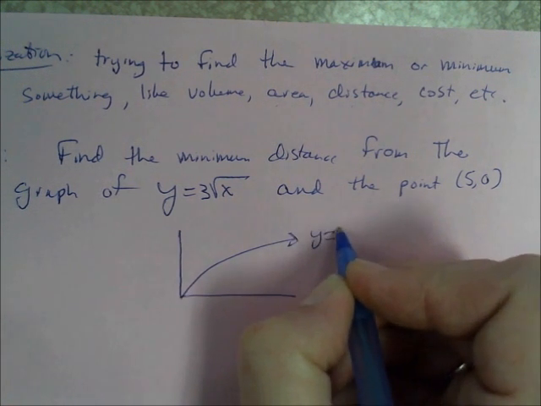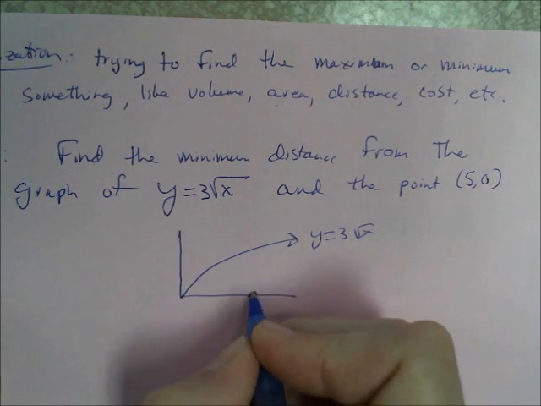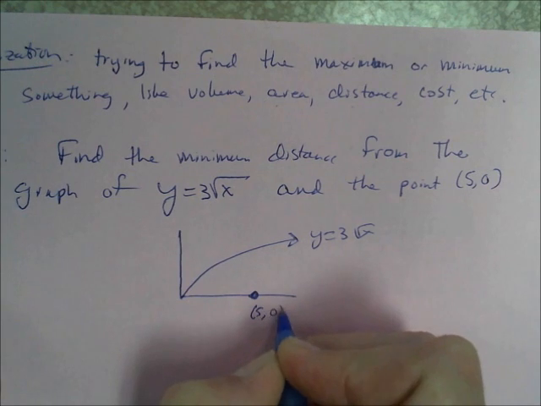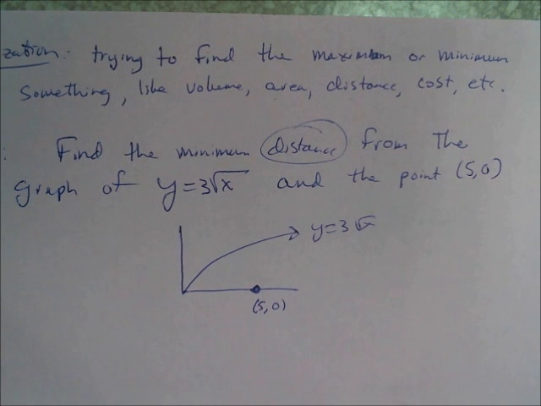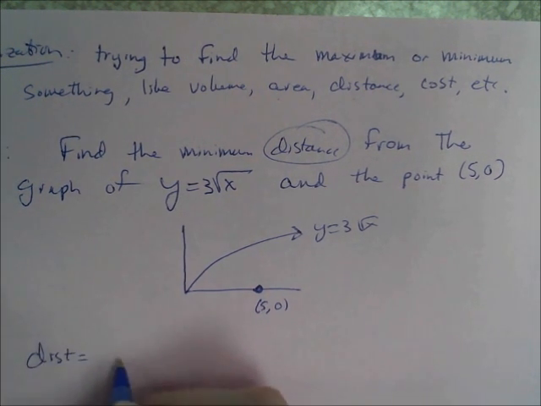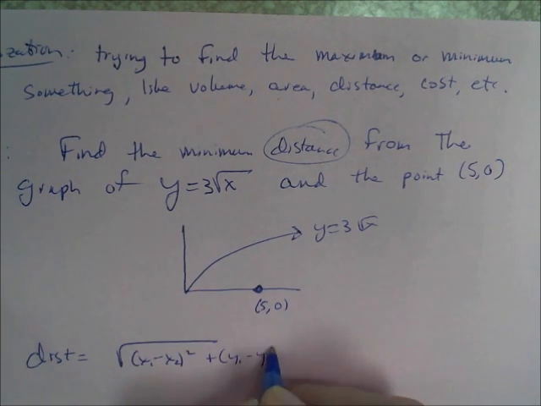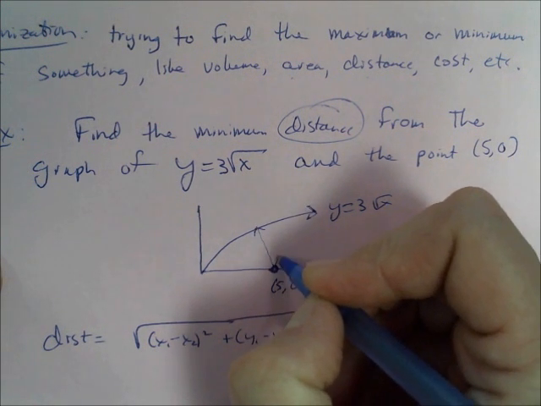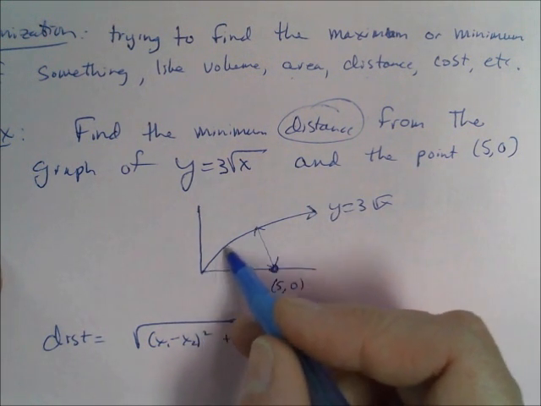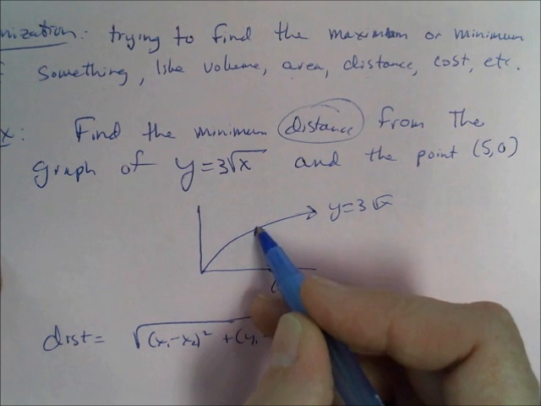So y equals 3 square root of x kind of looks like that. Hopefully you know what that looks like without a graphing calculator. And here's the point (5, 0). Now, when you're finding a minimum distance, you need the distance formula. The distance formula is the square root of (x1 minus x2) squared plus (y1 minus y2) squared. In any distance problem, you're trying to minimize the distance between here and there, and you don't know exactly where this is going to fall on this curve, so we're just trying to minimize this distance right here.